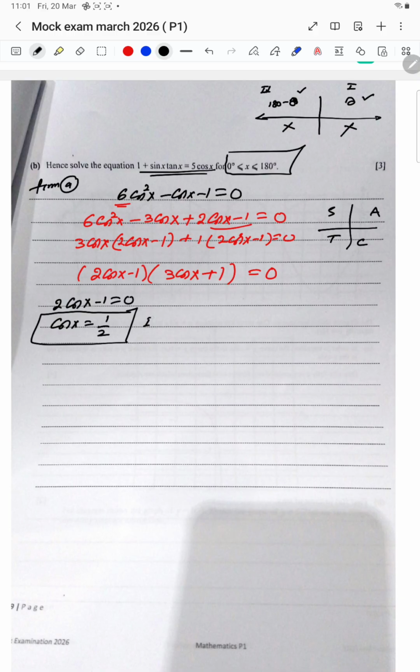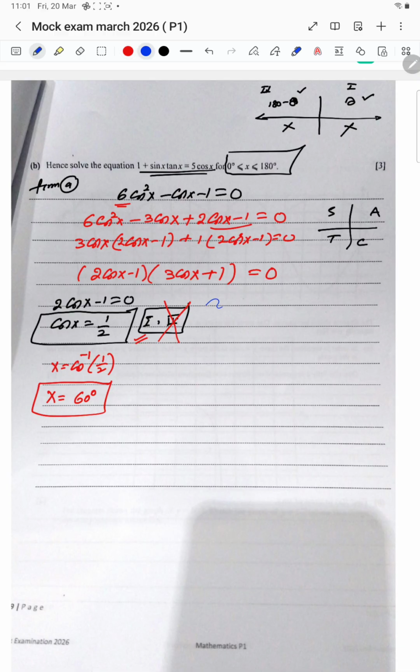So here cos is positive in the first or in the fourth quadrant. As this is restricted, we are not supposed to move to the fourth quadrant. Only one option will be here. So x will be cos inverse of 1 by 2. That gives me 60 degrees in the calculator.